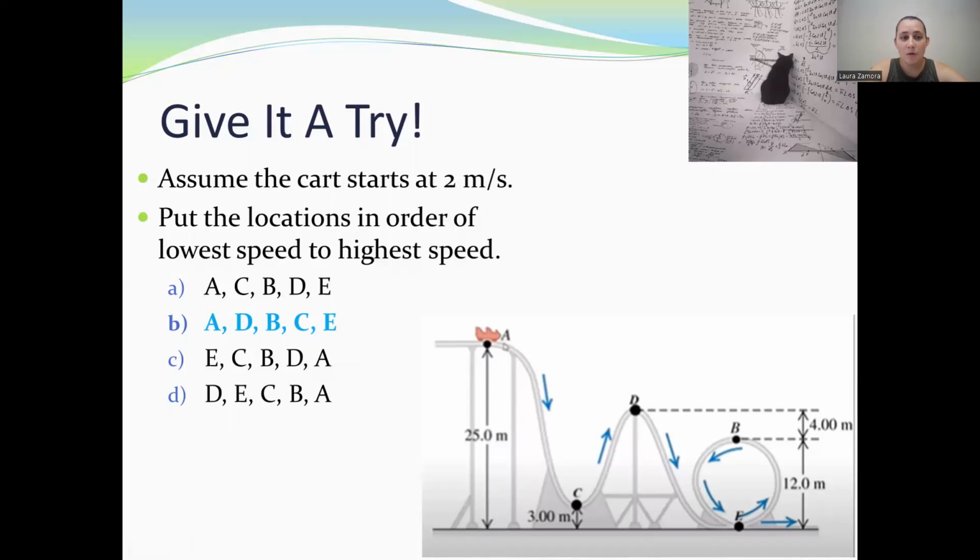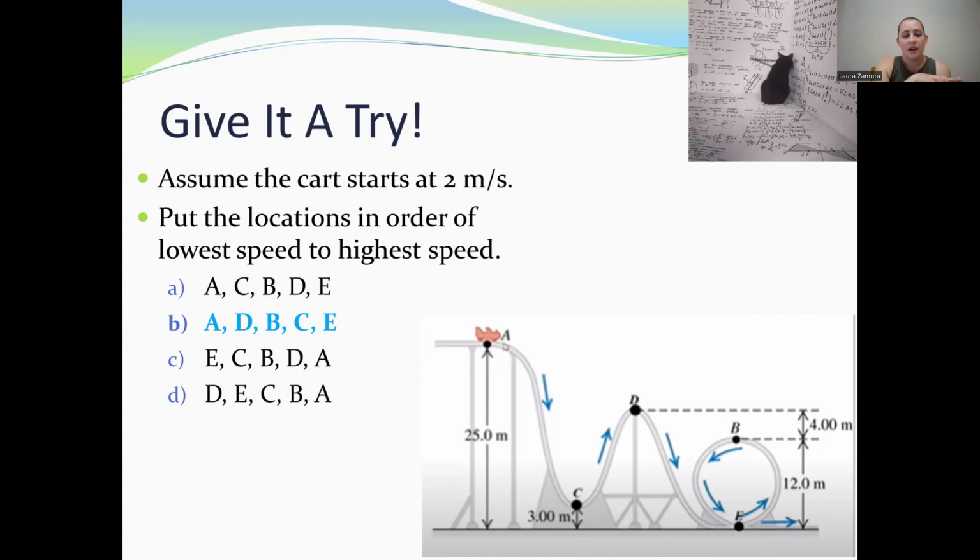So the cart is going to be moving the slowest where it has the least amount of kinetic energy. And according to conservation of energy, where it has the least kinetic energy is where it has the most potential energy, right? Because if the total amount of energy is conserved throughout the whole roller coaster, then those two energies kind of transfer between each other, right? So slowest moving means lowest kinetic energy, which means highest potential energy.